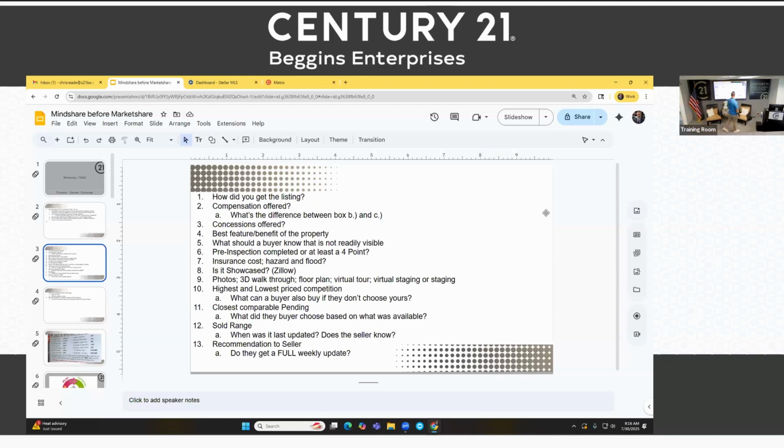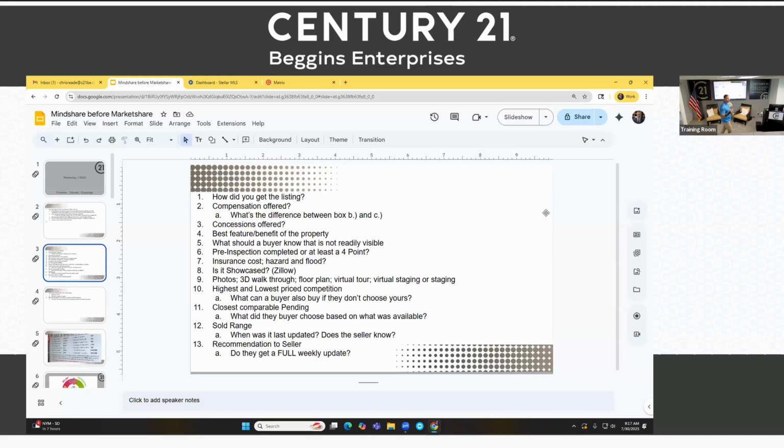Number 4, what is the best feature and benefit of your property? There's a reason I'm asking this. So of your listing, what is the best feature and benefit of that? If you don't mind, please chat in what the best feature and benefit of your listing, or one of your listings, is. What is the best feature and benefit of that property?